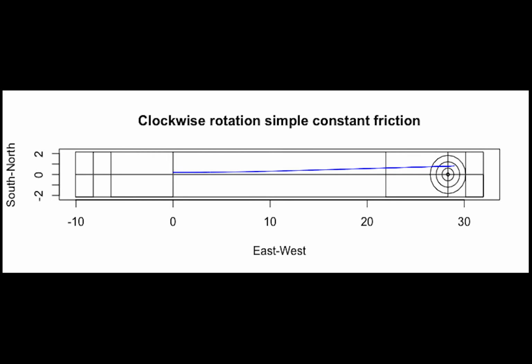The friction at the front of the stone, which is exerted to the left, is now less than the friction at the back, which is exerted to the right, which is why a curling stone traveling clockwise will curl to the right.